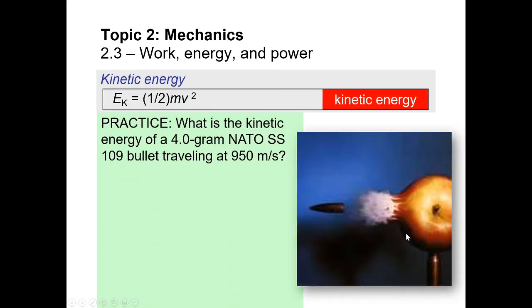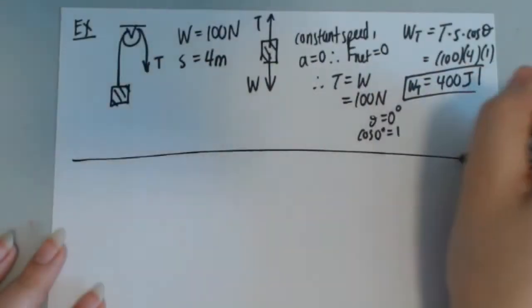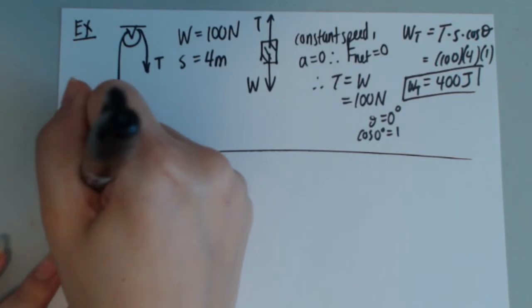Okay, let's try this problem. What is the kinetic energy of a 4-gram NATO SS-109 bullet traveling at 950 meters per second? So that's a nice close-up shot of the bullet going through an apple. That's quite remarkable. Okay, let's go to the page and solve this problem. So we're looking at kinetic energy.